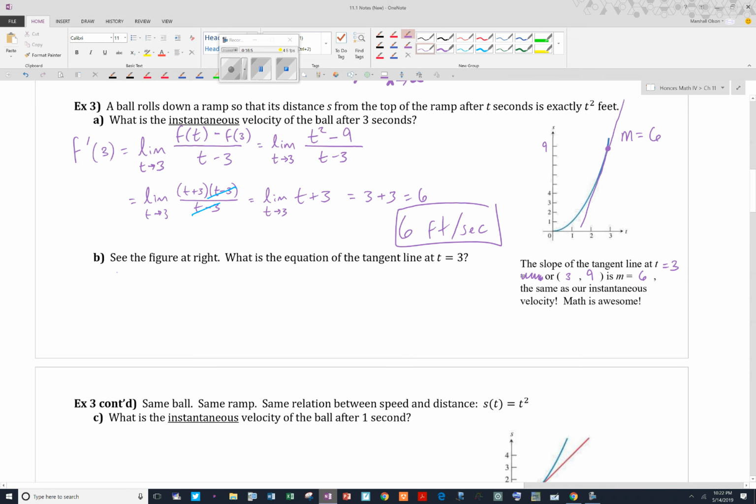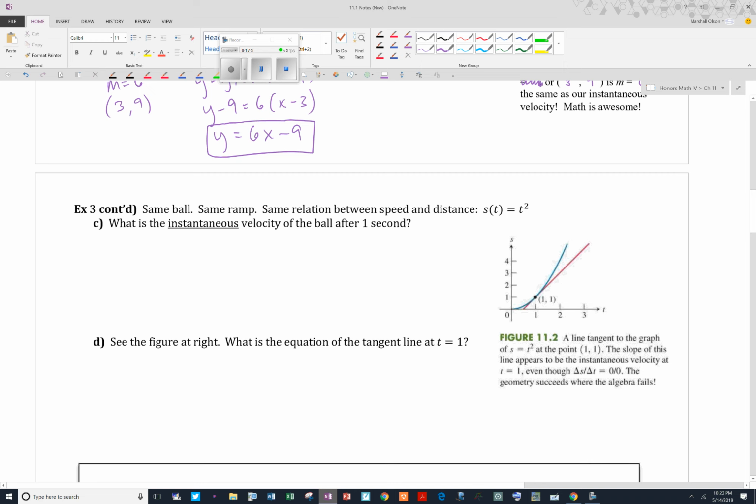Well, for an equation, we need both the slope, which we know is 6, and a point. Well, the point that we have is 3 comma 9. So we can use point slope form, and we can put in our x and y values. And we'll distribute that 6, and we'll add that 9 over and get y equals 6x minus 9. That's the equation of that line that is tangent at 3.